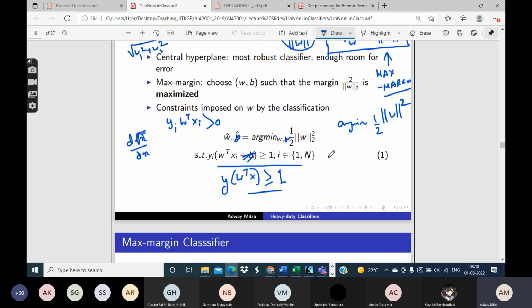So these are our constraints. For every data point, there are capital N points in the training set. What we are saying is that each of the training points is correctly classified by the marginals.